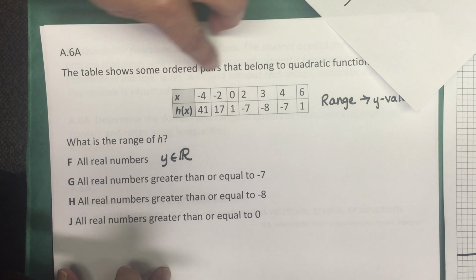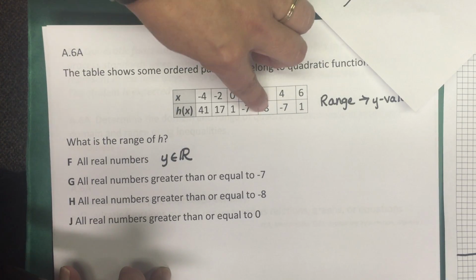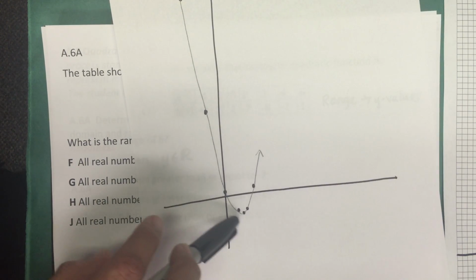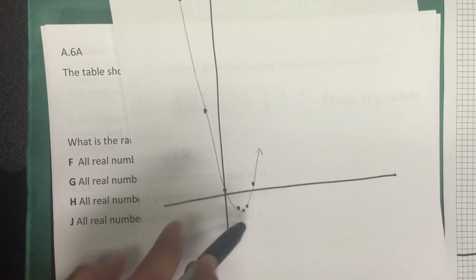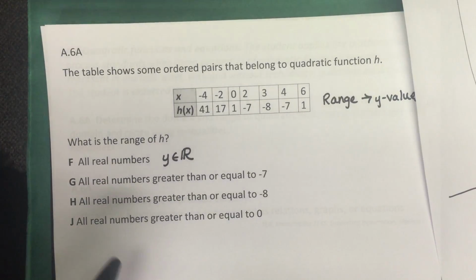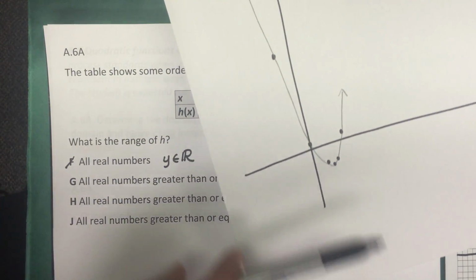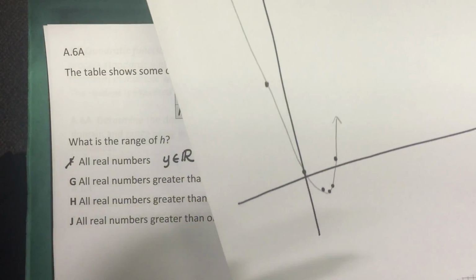The lowest point in the quadratic is at (3, -8). There are no values sketched below that point of (3, -8). So therefore, it does not include all real numbers. If it included all real numbers, then we would include everything in the negative direction and in the positive direction.